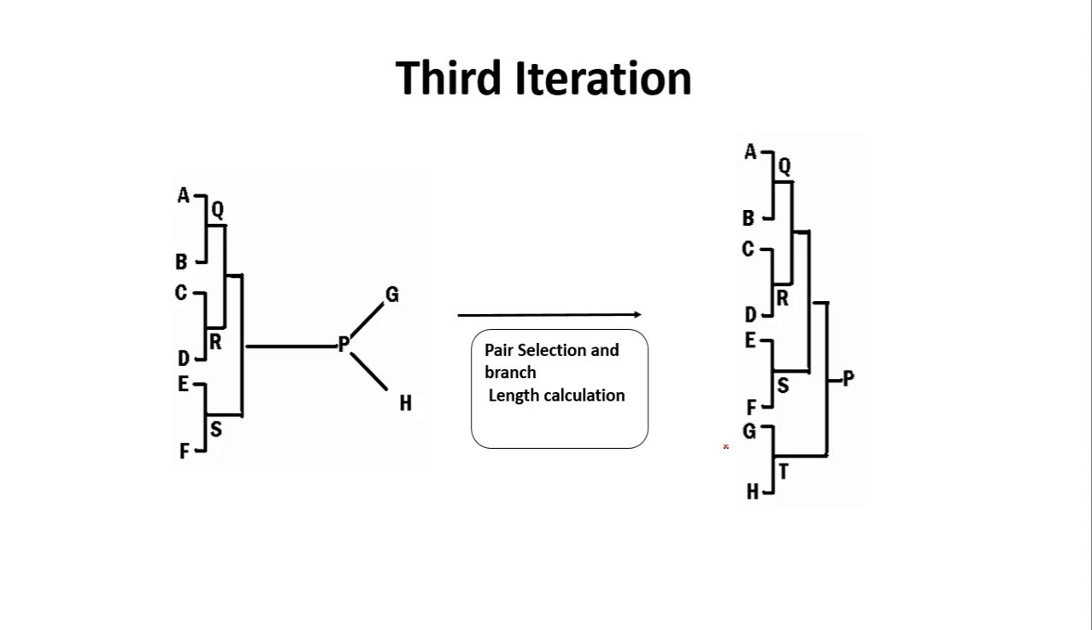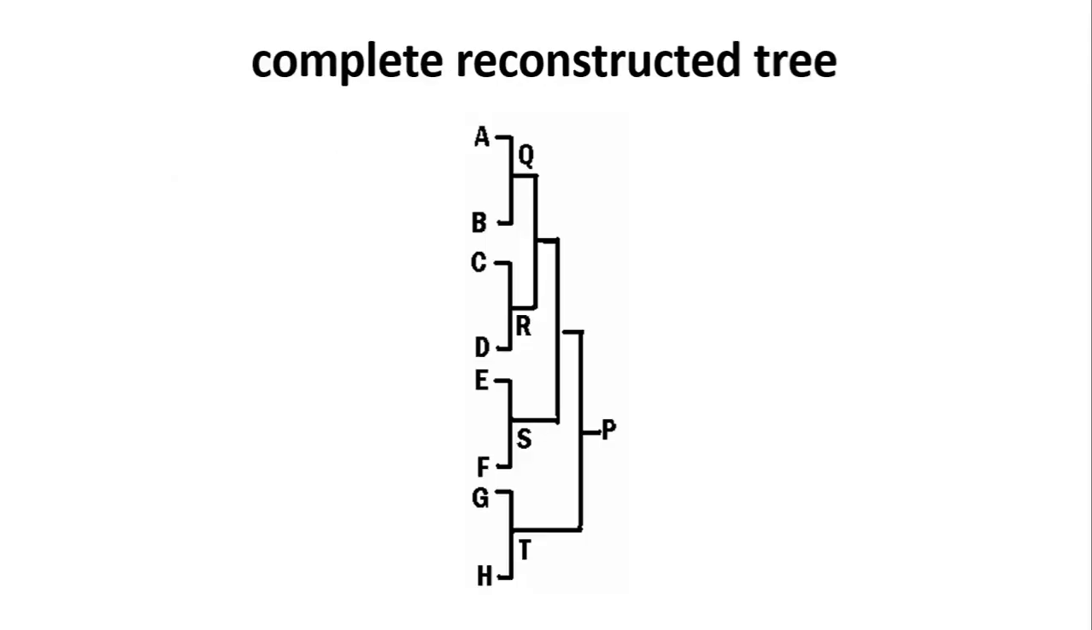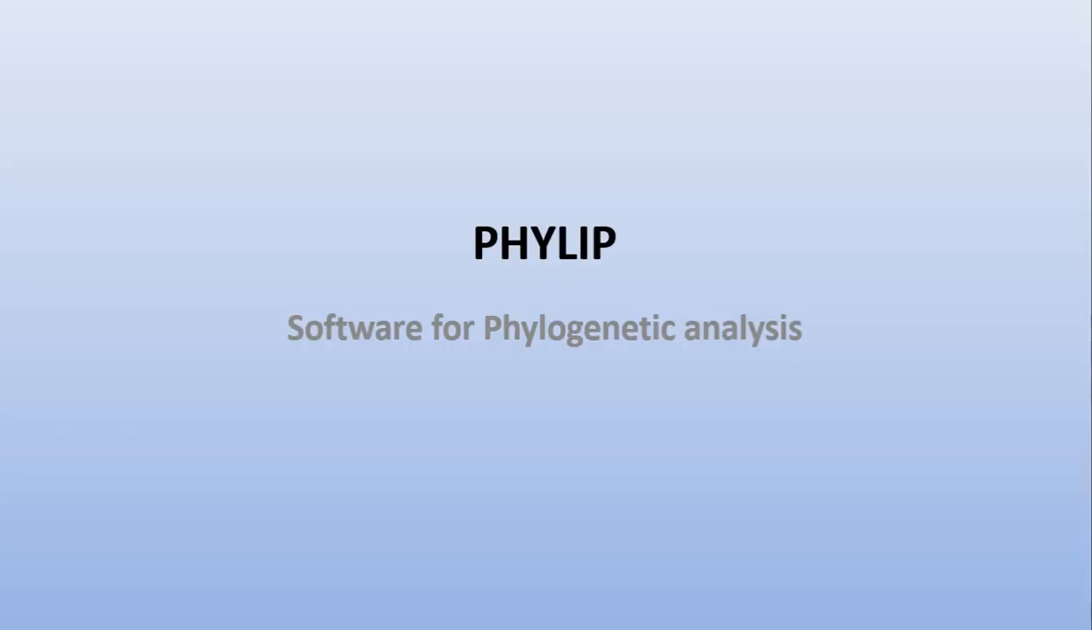So this is how your clustering algorithm works. The clustering algorithm uses data from your multiple sequence alignment and eventually the data from the distance matrix. In this way you generate a completely reconstructed phylogenetic tree. So I hope you understand how this neighbor joining algorithm works.